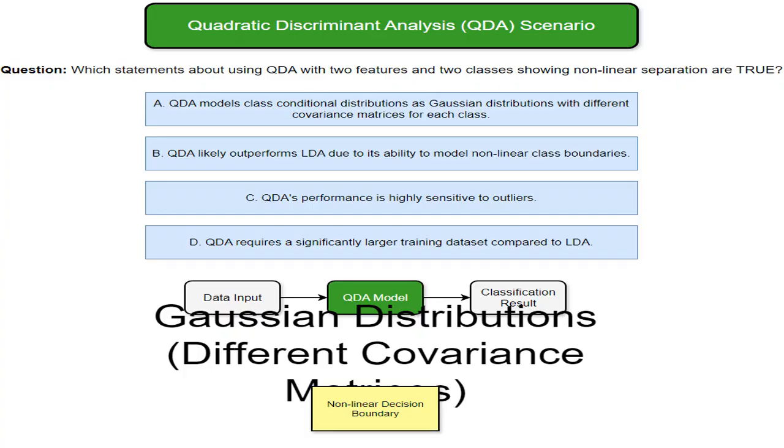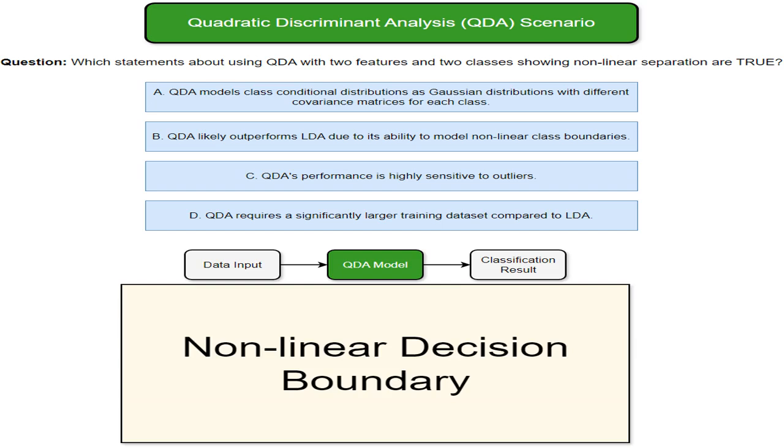This describes the core assumption of QDA. Data within each class is drawn from a Gaussian, normal, distribution, but these distributions can have unique shapes and orientations for each class, represented by the covariance matrices. A nonlinear decision boundary is a curved line, or higher dimensional surface, that separates data points of different classes. It is in contrast to a linear decision boundary, which is a straight line. QDA's capacity to model different covariances enables it to create these curved boundaries.